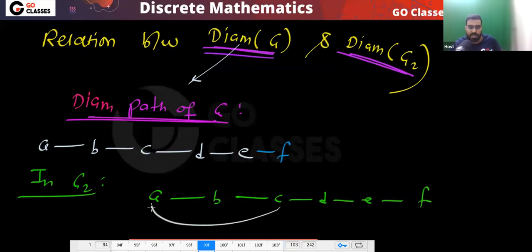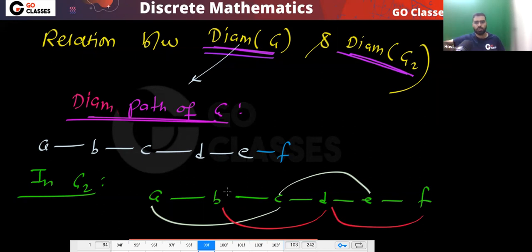You can jump from here to here. Then you can jump from here to here. And then you can follow this. Correct? Okay, yes or no? So in G2, you can do this jumping. In this G2, this type of jumping you can do. So that is what I'm saying. Very simple. So this is what happens.